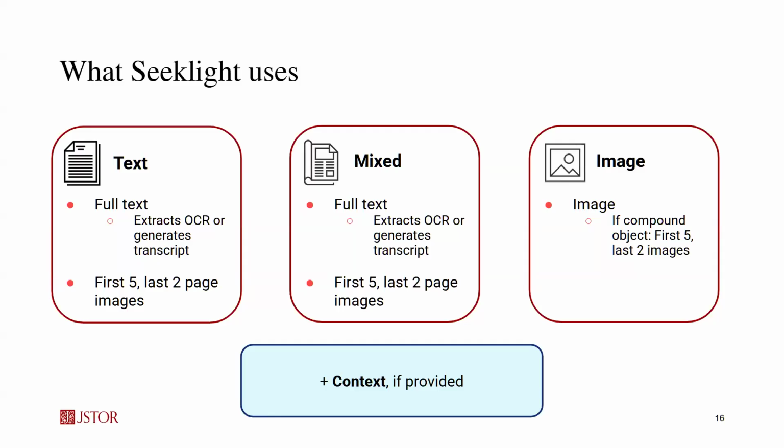Now for images, of course, Seeklight is using the image itself and doing that visual analysis. And for compound objects that are pure images, no text, it's going to use the first 5 and last 2, just like it does for the text type items. And for all item types, if you put anything in that context box, Seeklight's going to also use that.